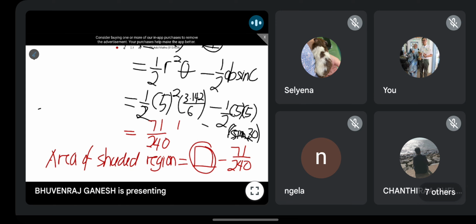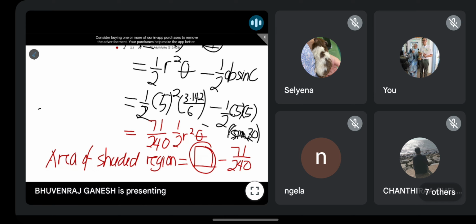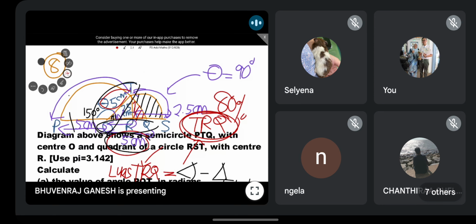Actually, right, the formula is the same. Yeah, correct. R square theta. Okay, you use the same formula. Quadrant ke, sector ke, formula dia masih sama. Is half R square theta. Okay, so kamu gantikan sahaja. Okay, so based on the diagram, kamu lihat.